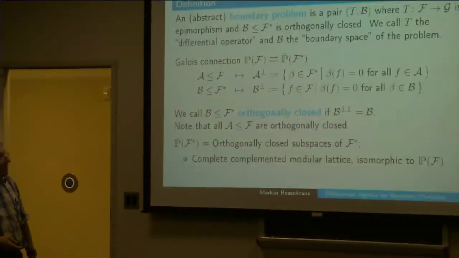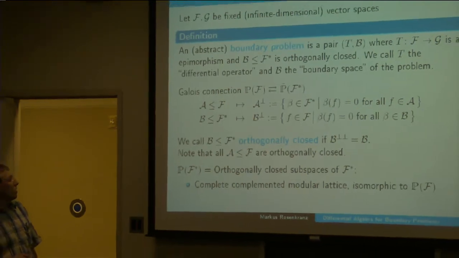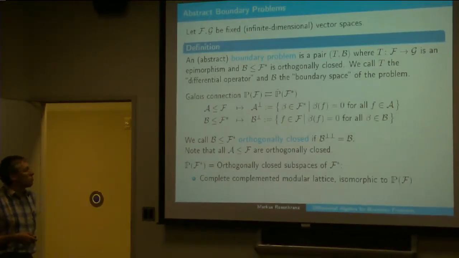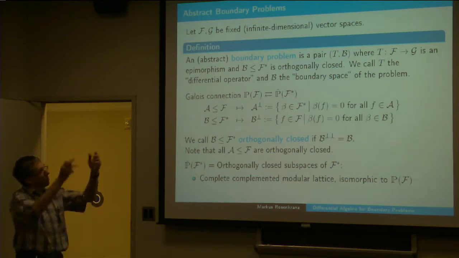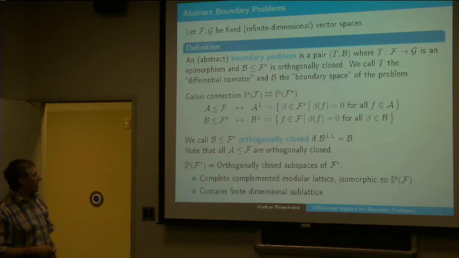Okay, so what you get here is then a modular lattice, simply because on the left-hand side this is already a modular lattice, so then on the right-hand side, since there's a bijection, it must also be a modular lattice, a complemented modular lattice, and it's also complete, because if you take an arbitrary collection of these, you can always take the join and the meet. So you get this lattice here.